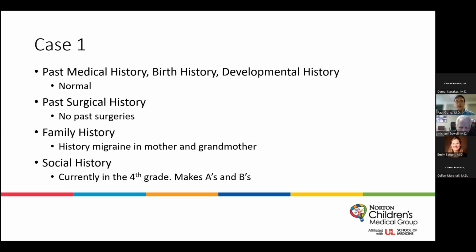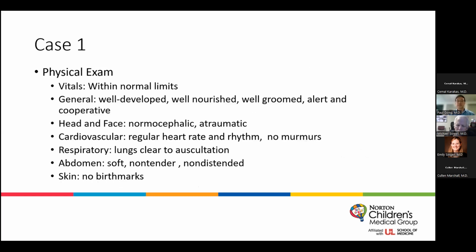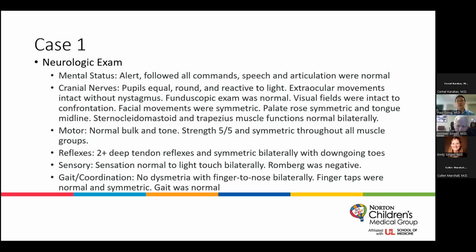Otherwise, as you can see here, the rest of his history is pretty normal. There is a family history of migraine in mom and grandma, and otherwise he's a great student, has no other medical problems. His general physical exam is very normal, nothing alerting to any sort of issue there. And then the neurologic exam is also normal, no focal neurologic deficits. He's very pleasant, very appropriate for his age.